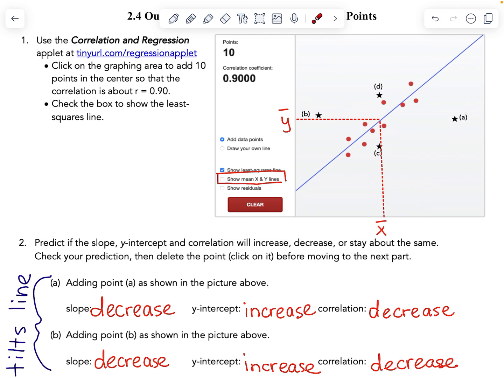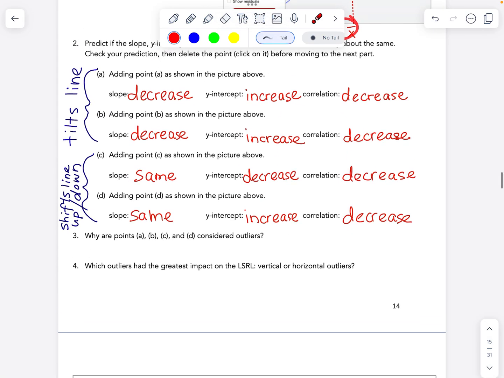So what we are going to come to learn, and this is an established math fact basically, is that outliers that are far away from X bar, we say those points have high leverage. So these points, A and B, will be considered high leverage points because they're far away from X bar. We're going to define that in a minute.